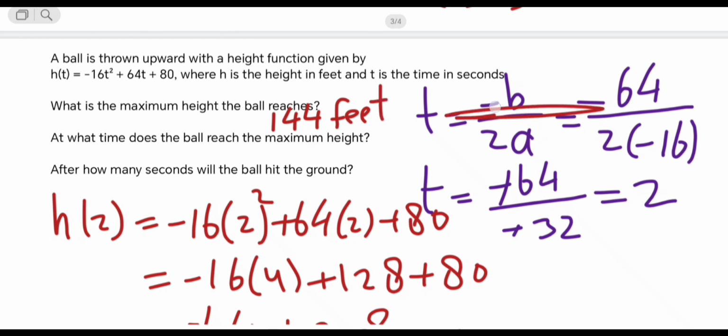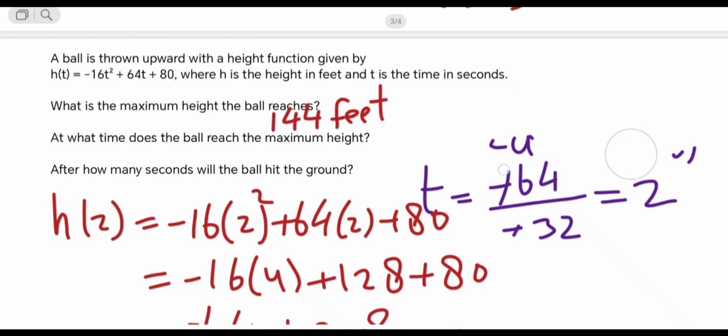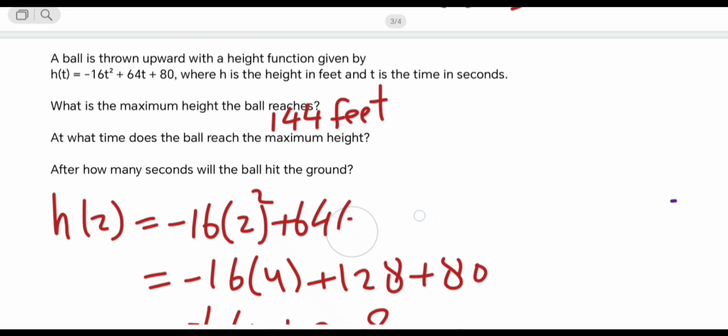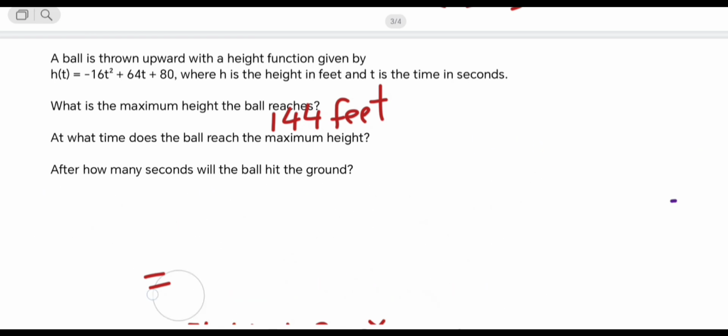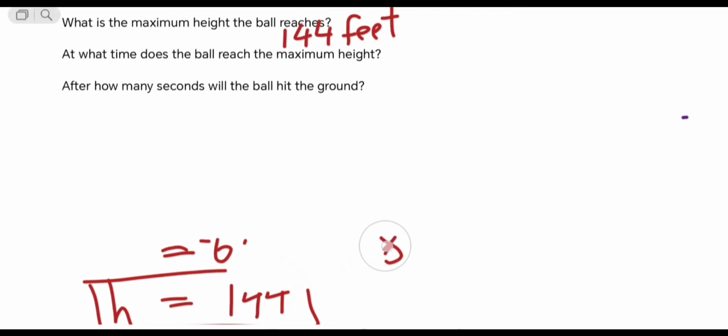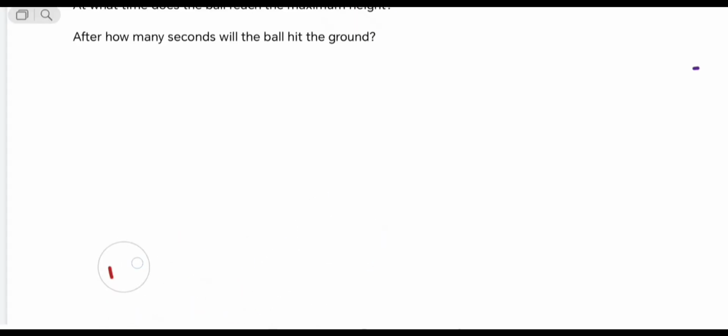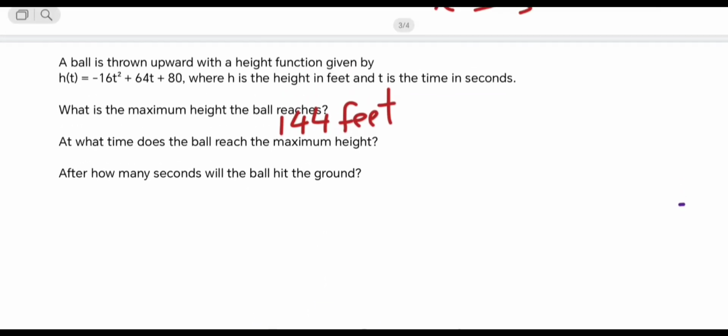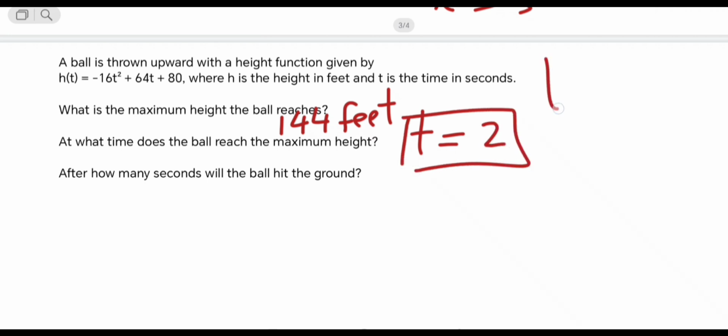Now after this, we will find at what time the ball reaches the maximum height. We will find the value of t. At what time does it reach the maximum height? We found that just before, which is t. What is t? It equals 2, because we solved t equals minus b over 2a, the same thing. In 2 seconds it reached this point.